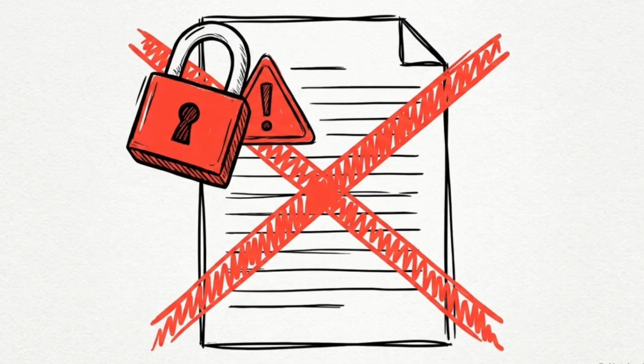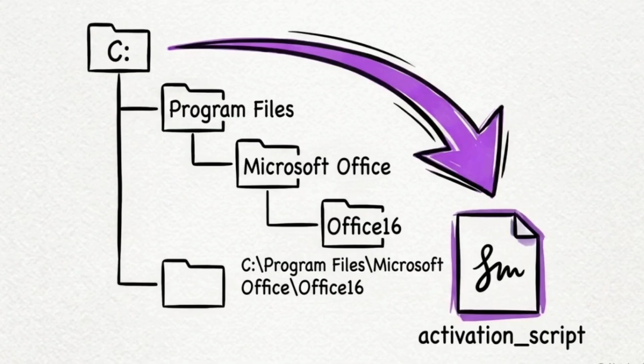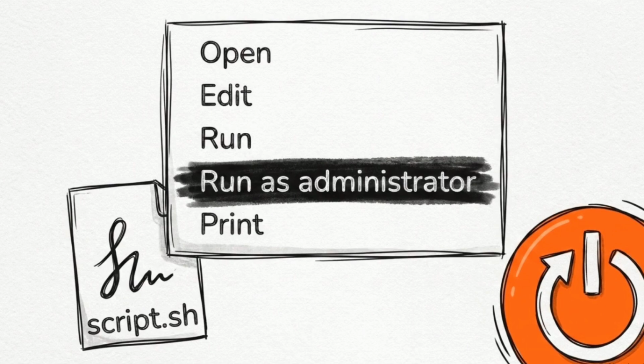While the apps are installed, we need to address potential license prompts that can appear later on. Follow this path in your File Explorer: C drive, Program Files, Microsoft Office, and then the Office 16 folder. Find the activation file located inside. Right-click that file and run it as administrator. Repeat this 2 to 4 times, then restart your computer.